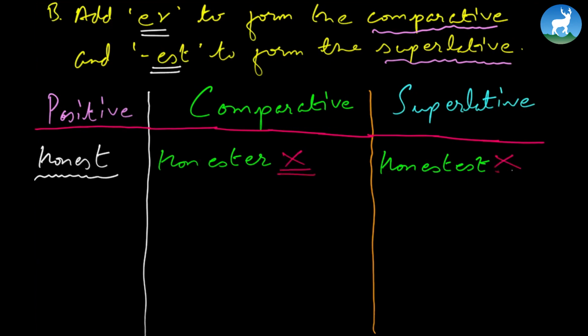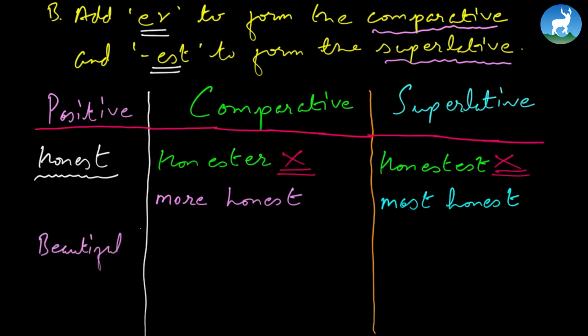For an adjective like honest, the comparative, meaning the better form of honest, would be more honest, and its superlative form would be most honest. Let me give you one more example. Beautiful. You cannot write beautifuler. You'll have to write more beautiful to show the degree, the next form beyond beautiful. What is the next form beyond more beautiful? Of course, most beautiful.